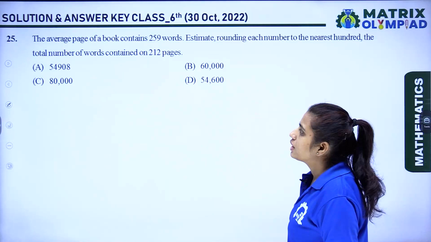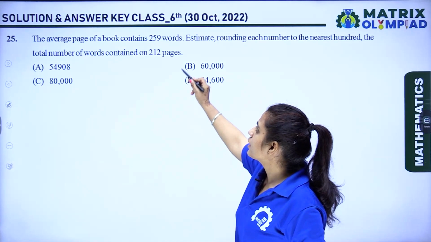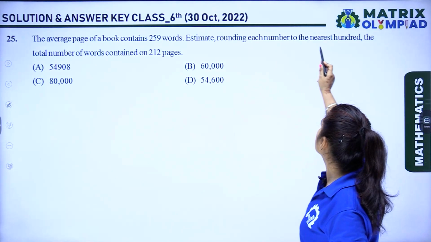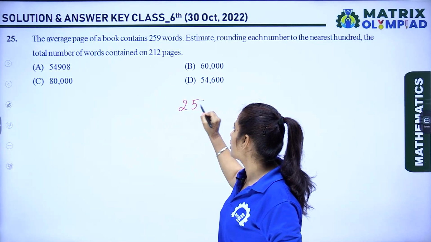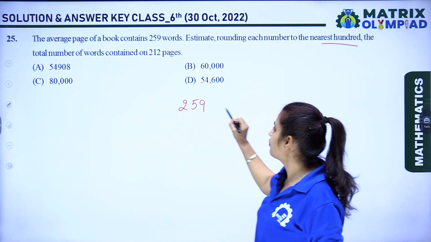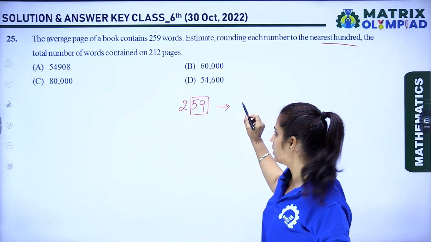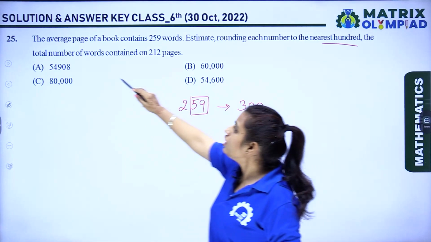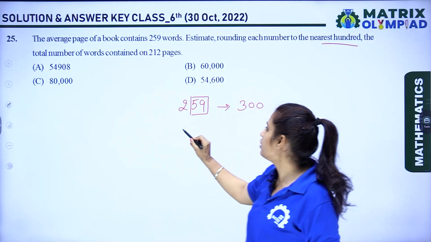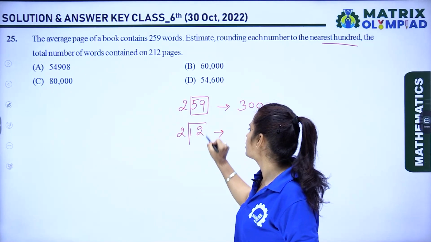Now, question number 25: the average page of a book contains 259 words. Estimate by rounding each number to the nearest 100. Now, we have to estimate this number 259 by rounding to the nearest 100. If we round 259 to the nearest 100, we get 300. The total number of words contained on 212 pages. Now the next number is 212. The round of this 212 is 200.